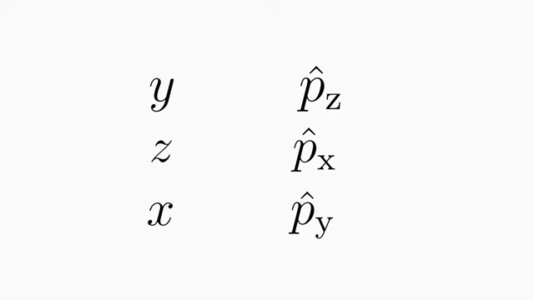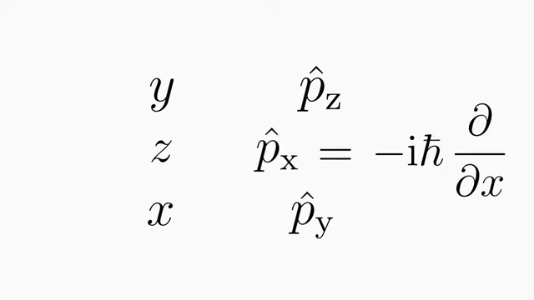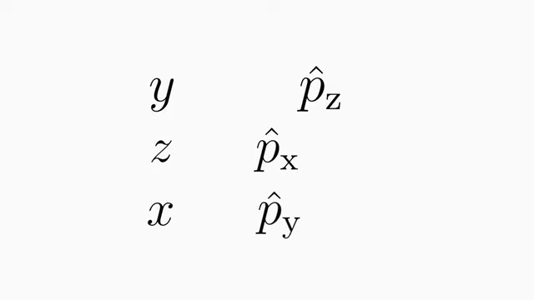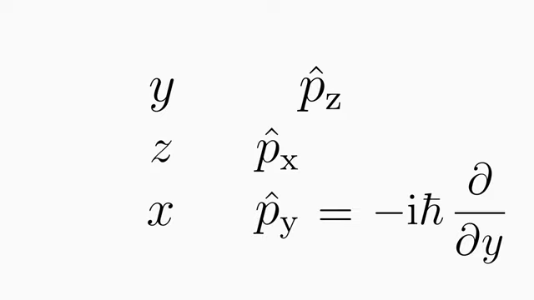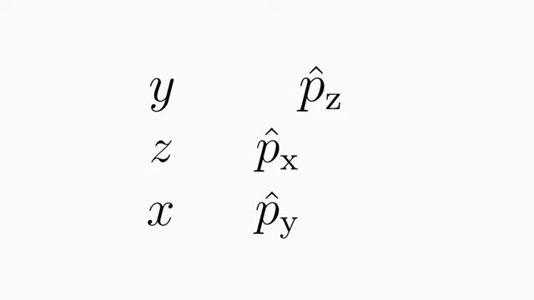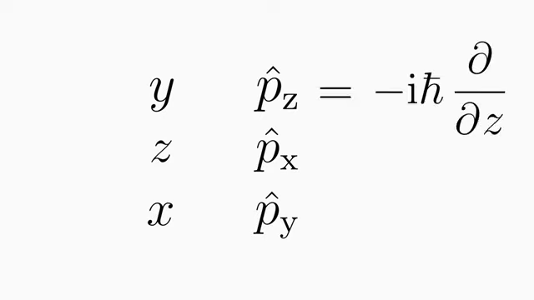The classical momentum component px becomes the operator px hat and is equal to minus i h bar del x. Py becomes the operator py hat with a derivative with respect to y. Pz becomes the operator pz hat with a derivative with respect to z.